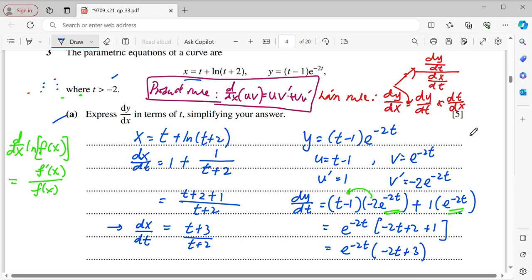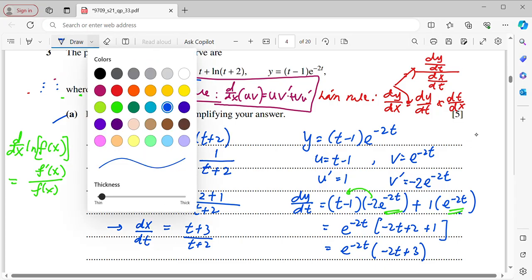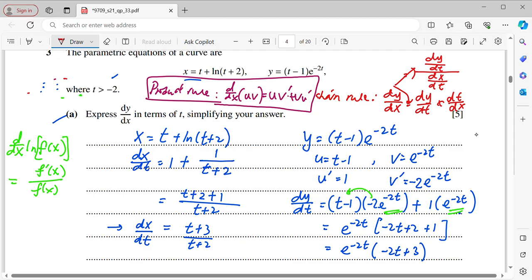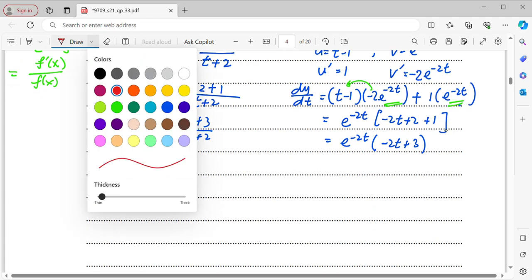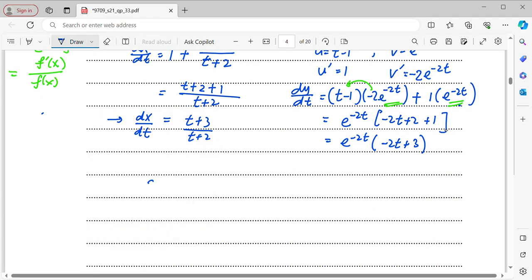And now lastly, use the chain rule. Okay, this is the chain rule. So the chain rule is dy/dx equals dy/dt times dx/dt inverted, or times dt/dx, or you just use a division. It's up to you. So now I will be using the multiplication. That means dy/dx is dy/dt times dt/dx.